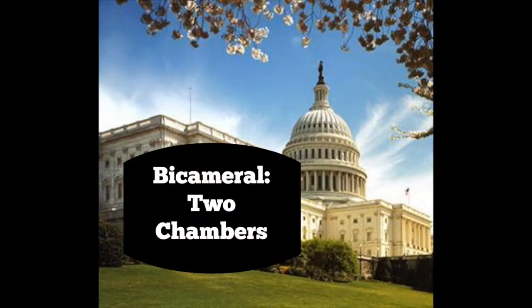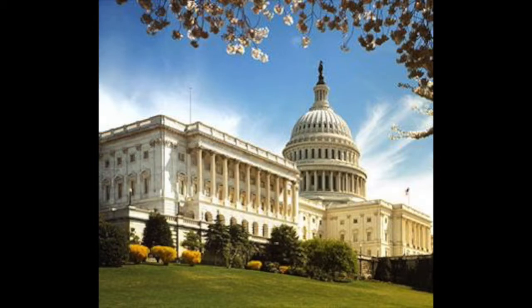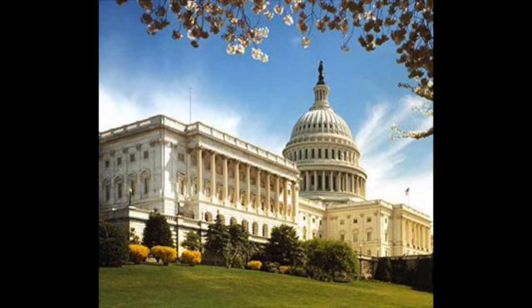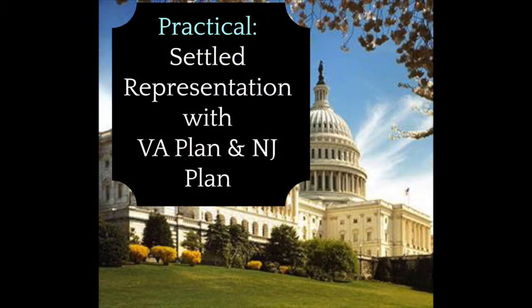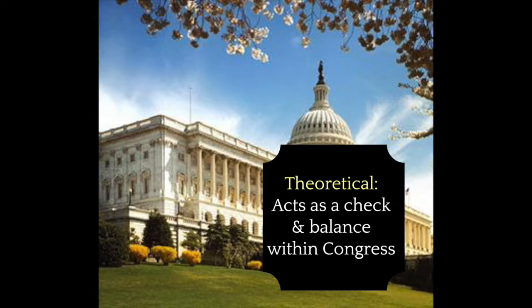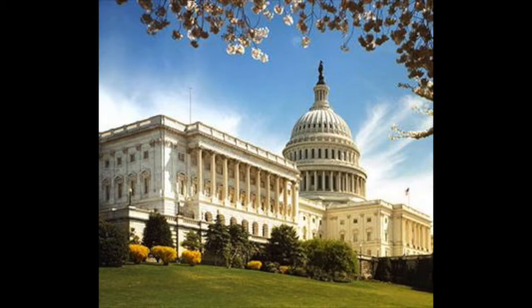The founders set up a bicameral Congress for several reasons. Historically, we created a bicameral legislature because the British Parliament had a bicameral legislature. Also, most state assemblies were bicameral. We created a bicameral legislature for practical reasons. It settled the conflict between the New Jersey Plan and the Virginia Plan over representation. Theoretically, the framers favored a bicameral Congress in order that one house might act as a check on the other. It diffused the power of Congress to prevent it from overwhelming other branches, like the executive or judicial.